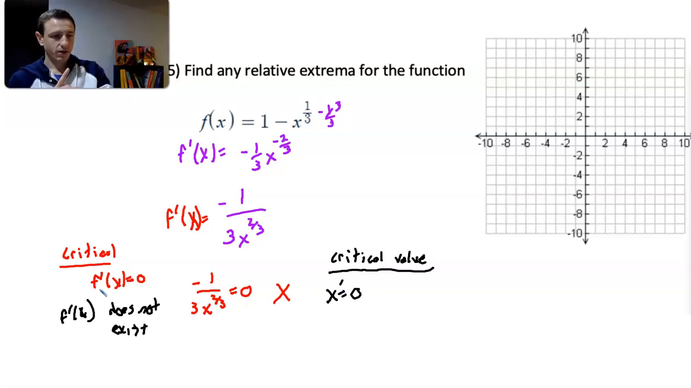Now again, nothing happened here when I set the derivative equal to 0. I can't solve this. If you want to think of it as cross multiplication, 0 times x to the 2/3 is 0, so you get negative 1 equal to 0. It's a false statement. So that means I can't solve the derivative, and we don't have any points with a horizontal tangent, meaning it flattens out. But we do have a point where the derivative does not exist, at x equal to 0.